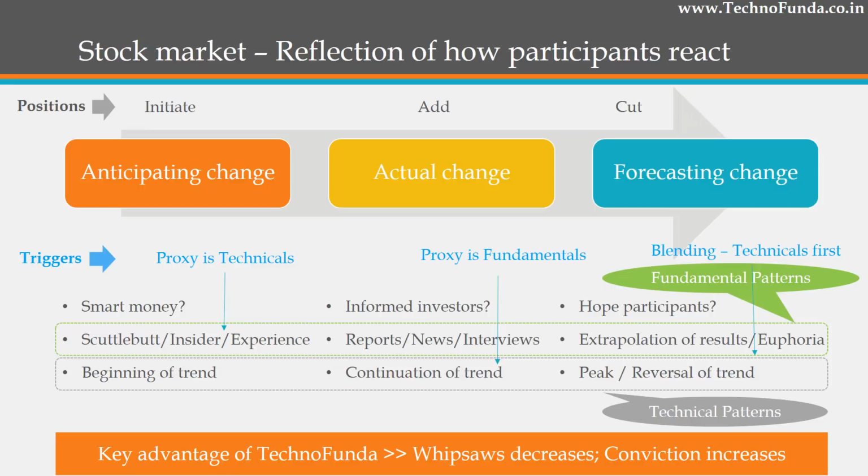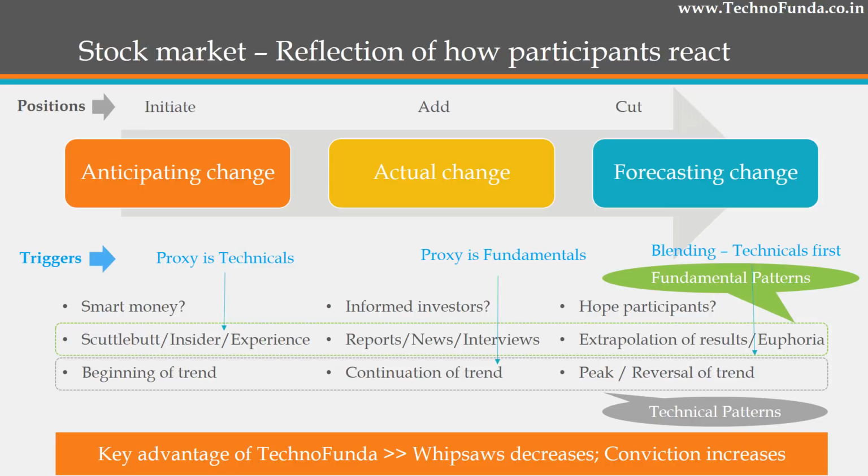What we do in TechnoFunda is basically we use technicals as a proxy of all the information available with insiders, experienced investors and people who are actually doing the groundwork. It gives us an initial screen to start with, and then we can basically apply our fundamental analysis to take a buying position. Now the second point is where we decide to add something, right?